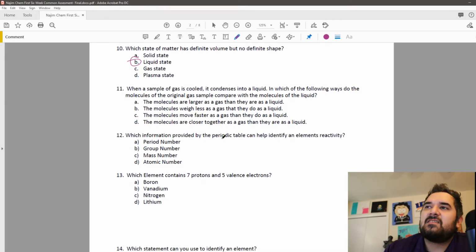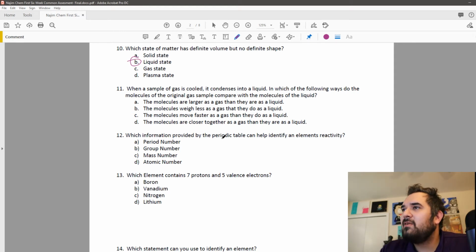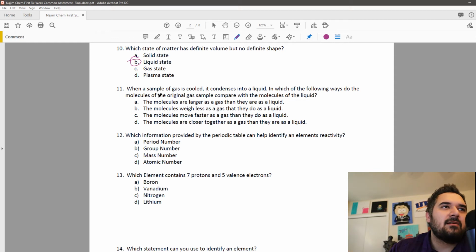When a sample of gas is cooled, it condenses into a liquid. In which of the following ways do the molecules of the original gas sample compare to the molecules of the liquid? All right, so when a sample of gas is cooled, it condenses into a liquid. In which of the following ways do the molecules of the original gas compare to the molecules of the liquid? So they're asking us here to compare gas molecules to liquid molecules.